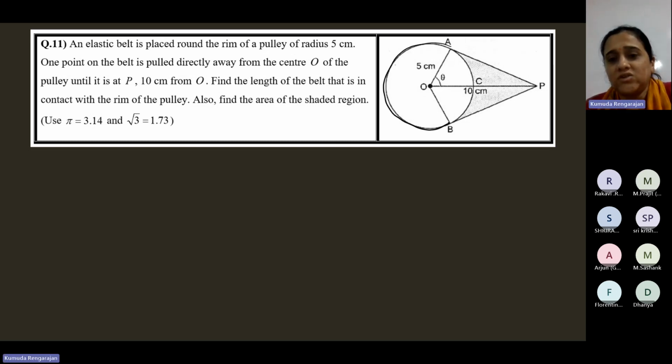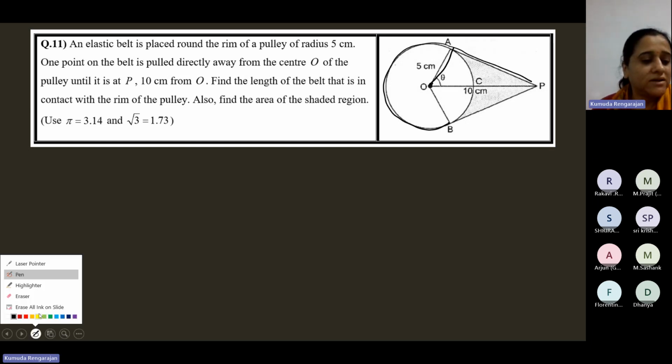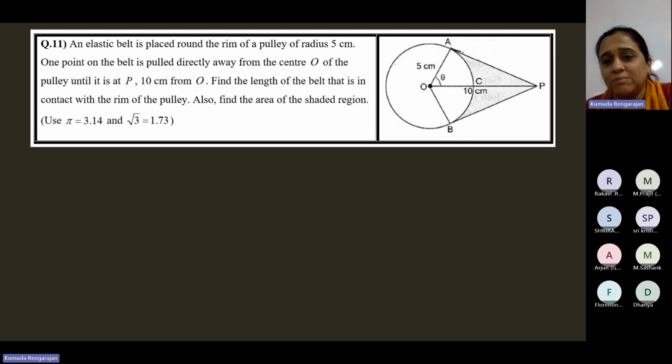So now to find the right triangle, OA is the radius, and AP acts as a tangent. When you stretch the belt, this one acts as a tangent. AP is the tangent. OA is the radius. So this is 90 degrees. So we got a right triangle.